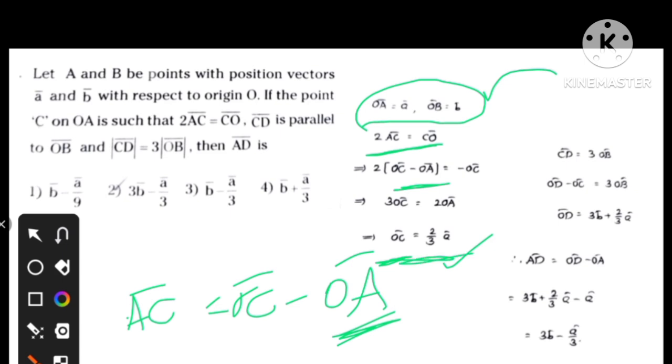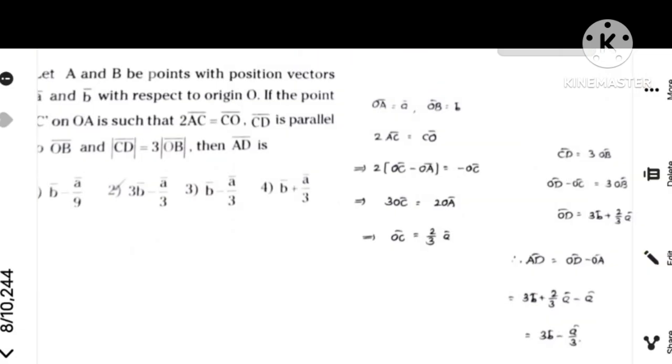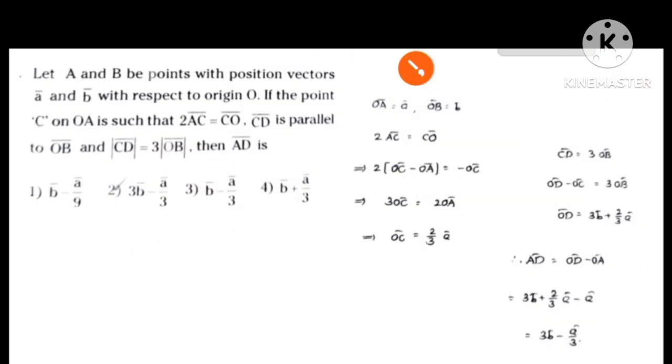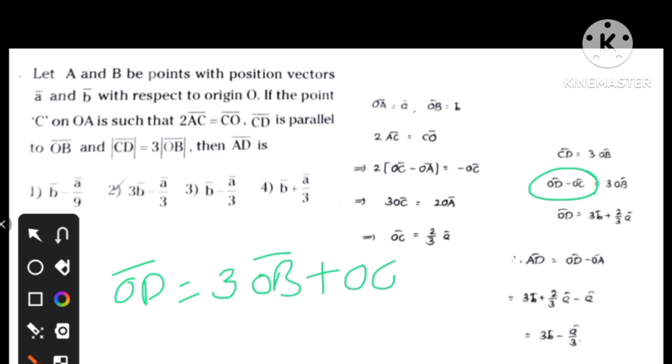Okay, and given that CD is parallel to OB and mod CD is equal to 3 into mod OB. That is, given that CD bar is equal to 3 into OB bar, you have to find the AD bar vector. Again, what is the formula? CD bar is equal to OD bar minus OC bar. That is, OD bar is equal to 3 into OB bar plus OC bar. Now replace the OB bar and OC bar vectors. OB bar is equal to b bar and OC bar is equal to 2 by 3 into a bar.